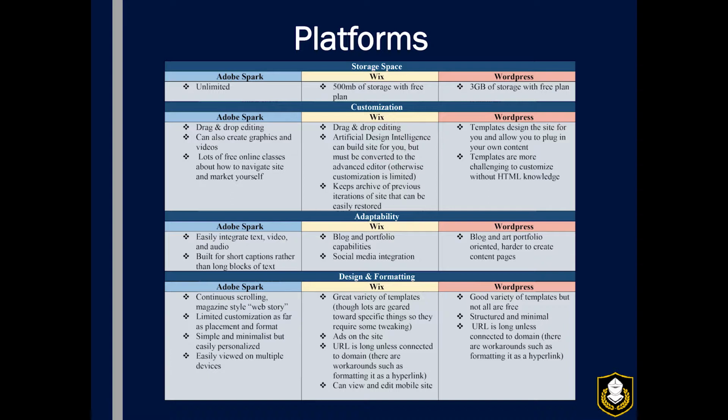Wix, I would say, of these three, is the most customizable because with Adobe and WordPress, you're both kind of stuck in a template, and you can put different things in it, but that is what your website's going to look like. With Wix, they have so many different things that you can do, and you can make it be whatever you want it to be. So Wix is by far the most customizable.